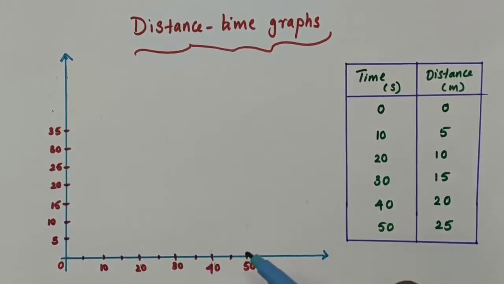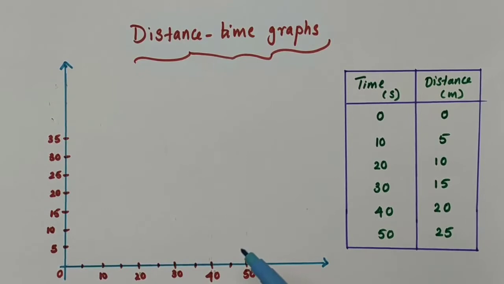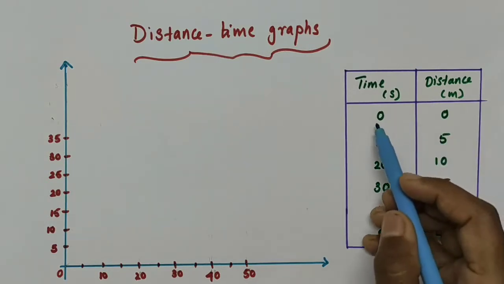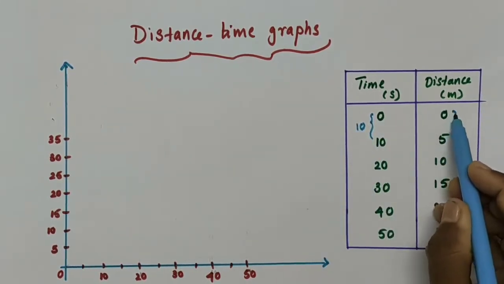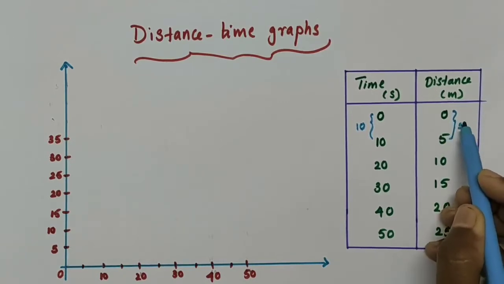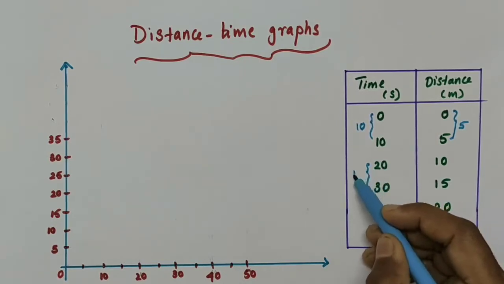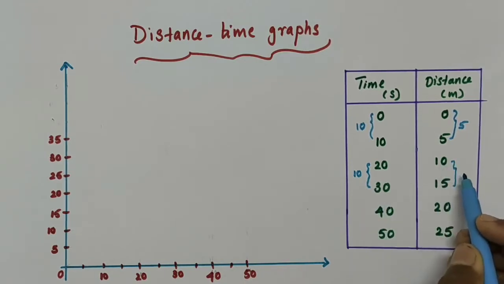We know that when an object travels equal distances in equal intervals of time, the object moves with uniform speed. So here you see in this table, we have distance traveled in meters by an object at regular intervals of time. When we are taking this interval of time 0 seconds to 10 seconds, the time interval is 10 seconds and the distance traveled by the object is 5 minus 0, that is 5 meters. If you are taking any other interval of time, 20, 30, the interval of time is 10 seconds and the distance traveled is 15 minus 10, that is 5.